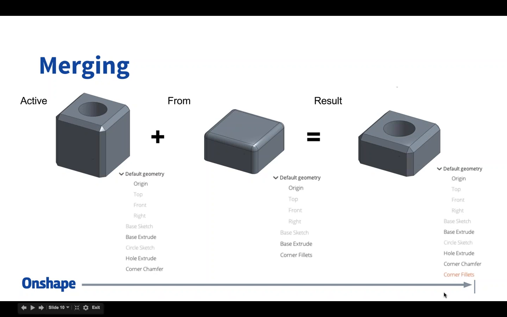You'll notice in the feature list here, corner fillets has an error. So it's worth pointing out there will be scenarios like this where the same edge is filleted or chamfered or something along those lines where there is a conflict, and the outcome is determined by what's active and what you are merging from. Okay, so let me walk you through another example of this.